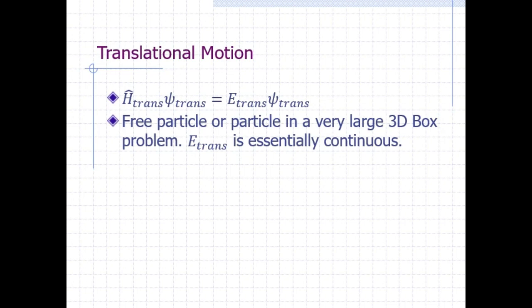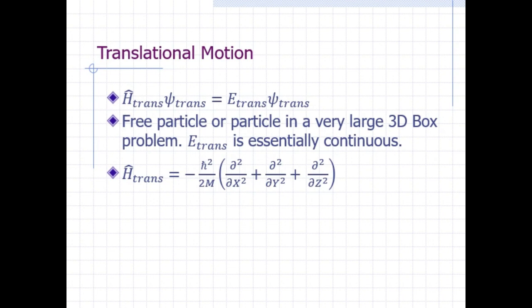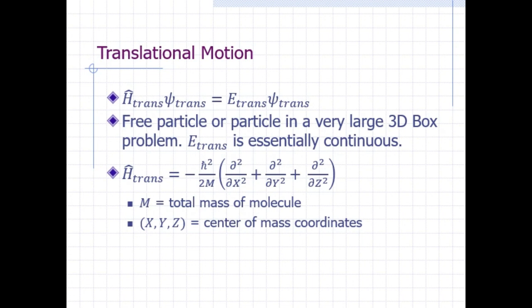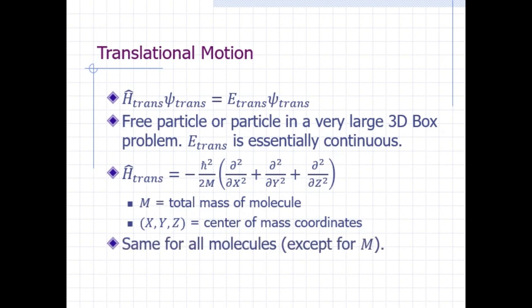The Hamiltonian for the translational motion is the sum of the kinetic energy operators due to motion along the x, y, and z axes. In this expression, uppercase M is the total mass of all the particles, and the uppercase letters X, Y, and Z represent the Cartesian coordinates for the center of mass. The problem is essentially the same for all molecules except for the total mass M. And we already know the solution. So, for the rest of this lesson we will focus on the internal or relative energy.